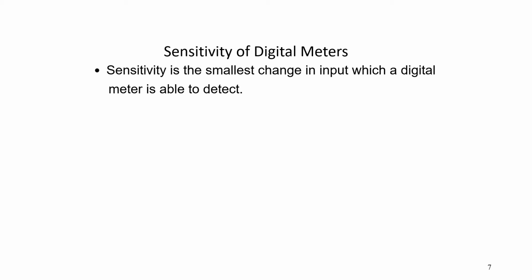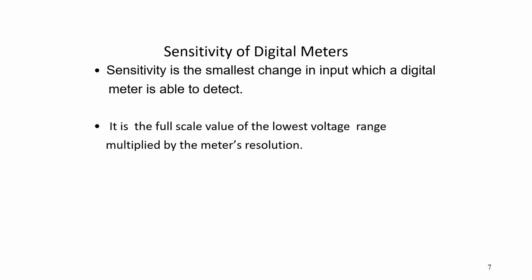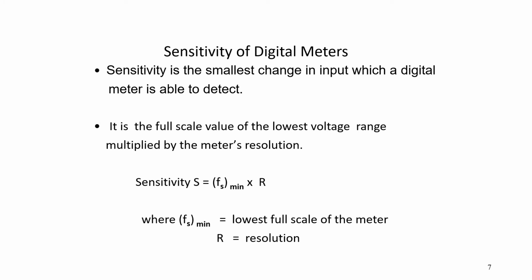Sensitivity of a meter is the smallest change in input which a digital meter is able to detect. It is the full scale value of the lowest voltage range multiplied by the meter's resolution. I'll repeat: it is the full scale value of the lowest voltage range multiplied by the meter's resolution. So sensitivity is Fs minimum into R, where Fs minimum is the lowest full scale of the meter and R is the resolution.